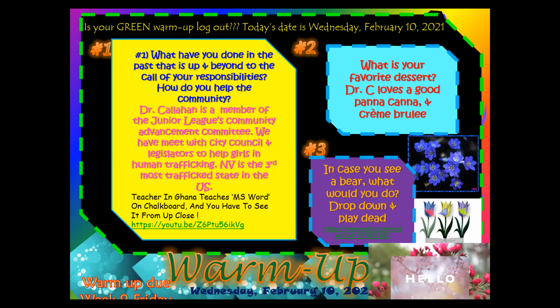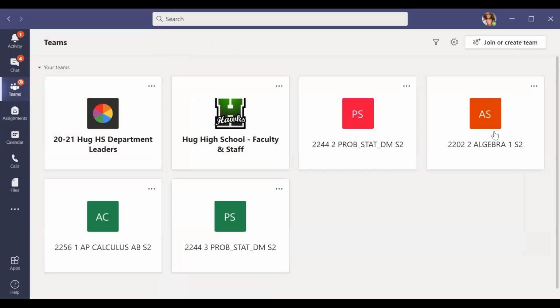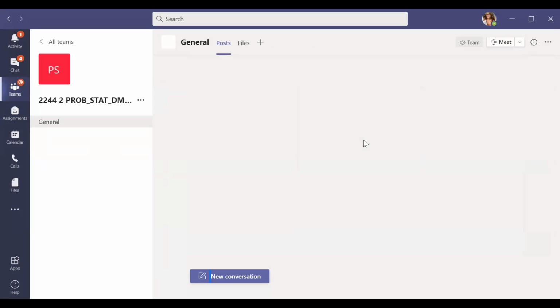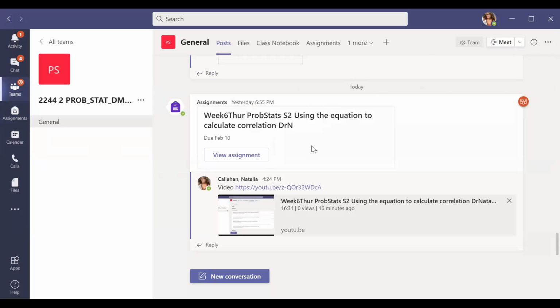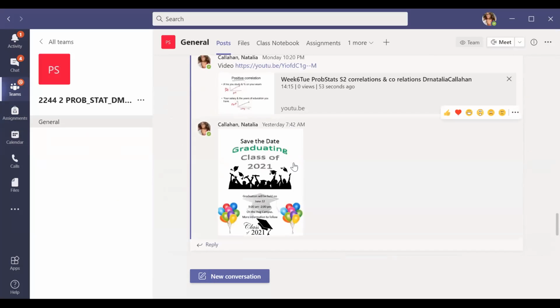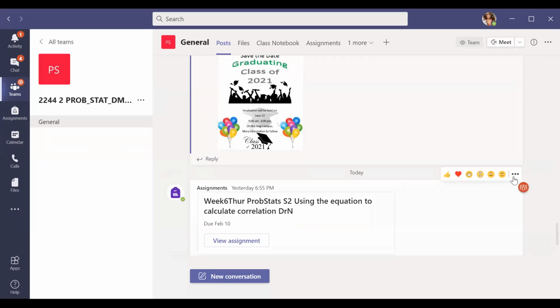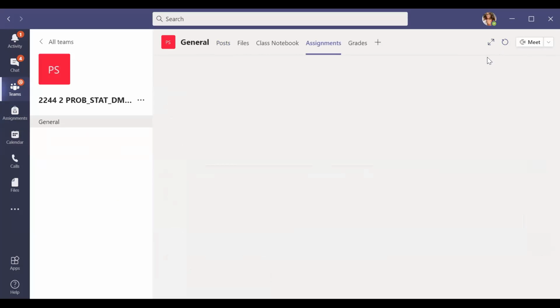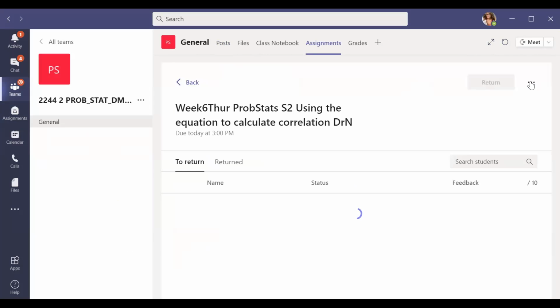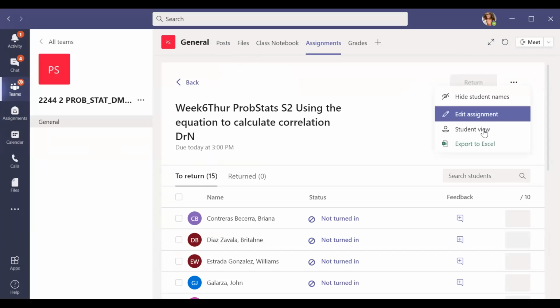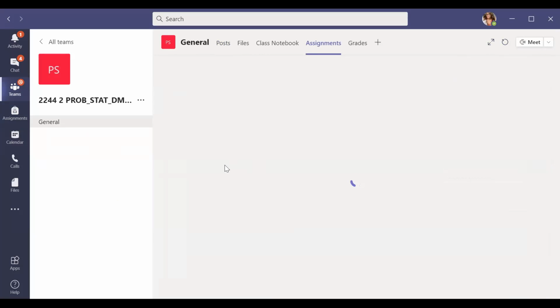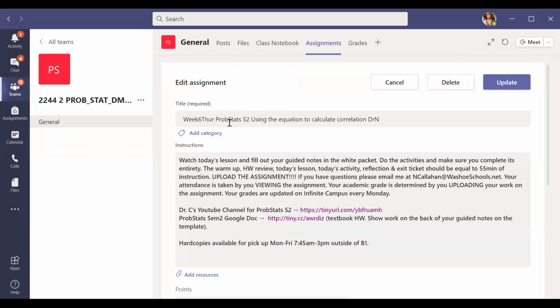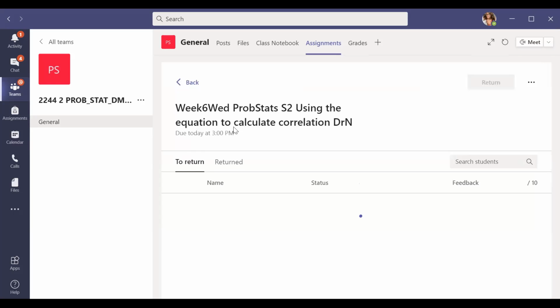All right, let's go ahead and add today's assignment to this. So this is for Prop and Stats. I just realized I made a little typo here. Let me go to this one, because I put Thursday for yesterday's assignment and it is Wednesday. Oh my goodness. All right, let me edit this. Wednesday, there we go. I'm going to update this, perfect.